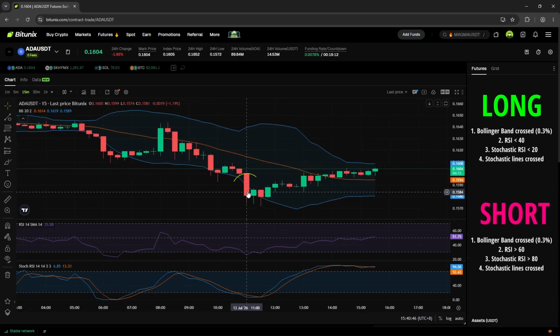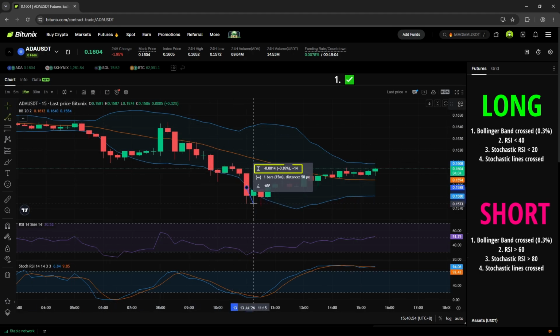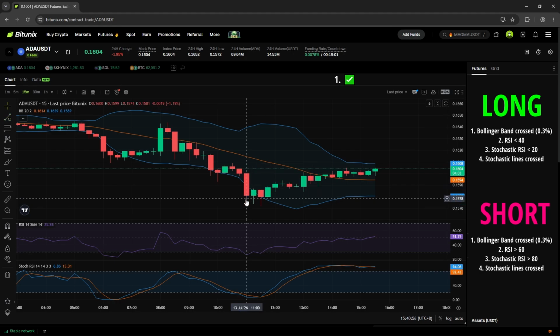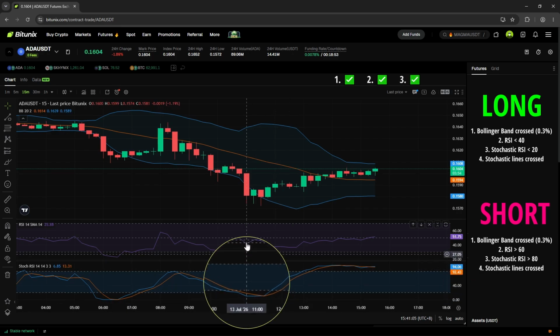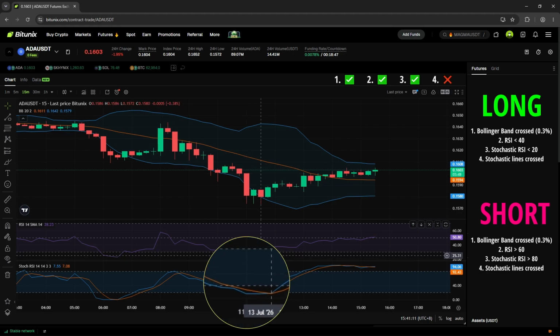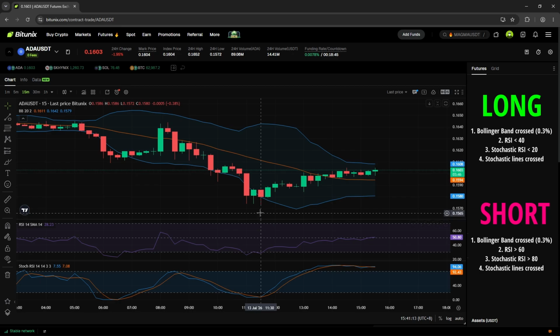We can see a big red candle crossing the lower Bollinger Band. Let's measure it, and we have 0.9%. Let's see RSI. It's 27, correct. Let's see stochastic RSI, also correct. But we don't have crossing lines. According to our strategy, we should not open a position here. But let's see what's happening to the next candles.